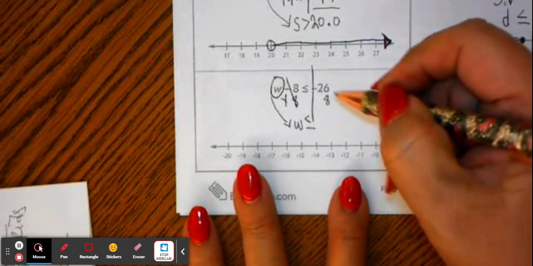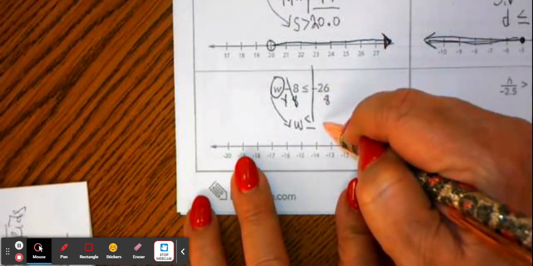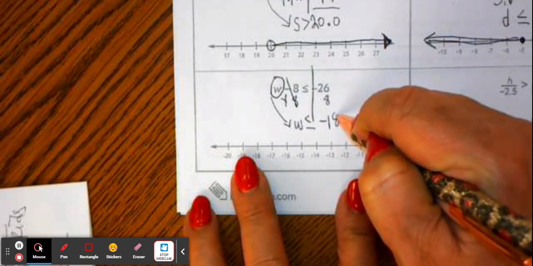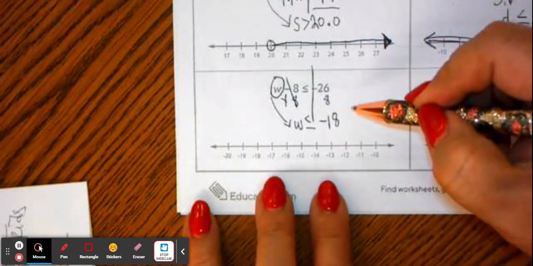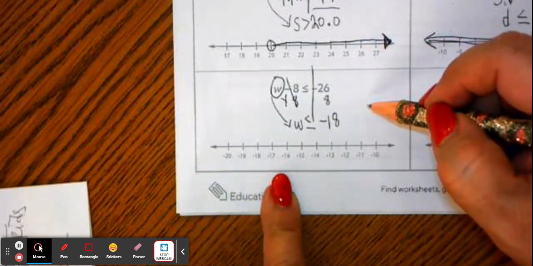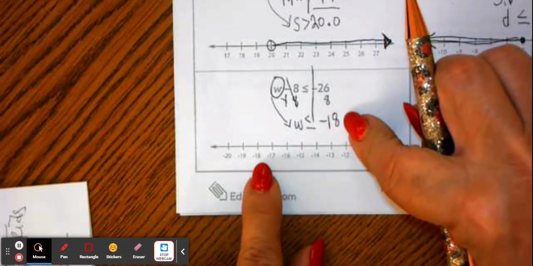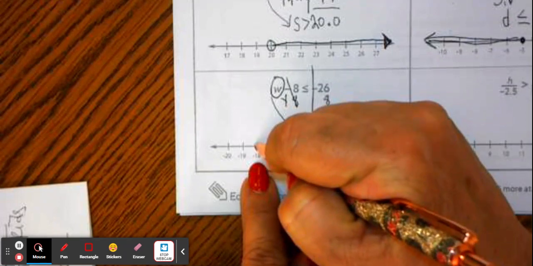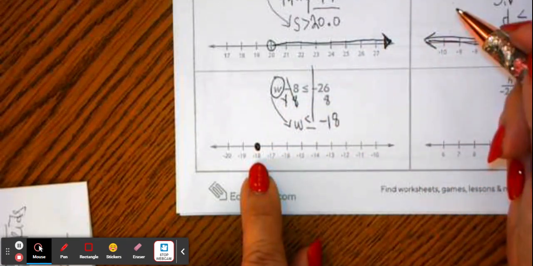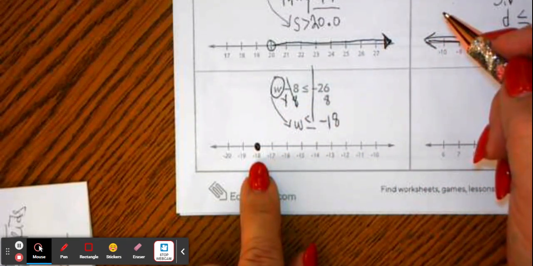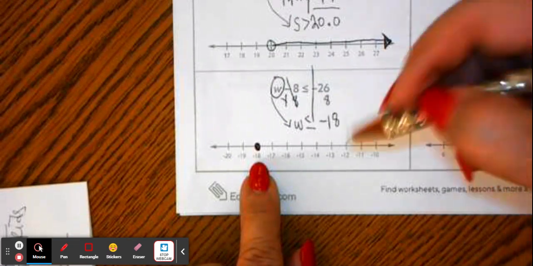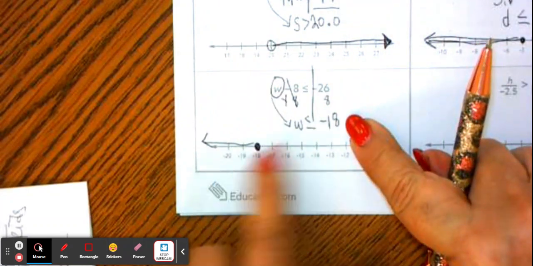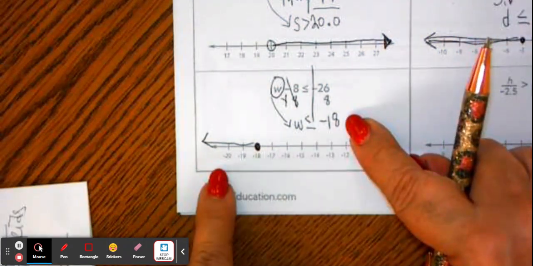Very good. Is that 18? That's right, -18. Now I'm going over to my -18 because that's where I'm at. Am I going to include it? Yes. So that becomes a closed circle because it's equal, and it's going to the left because -19 will be smaller than -18.